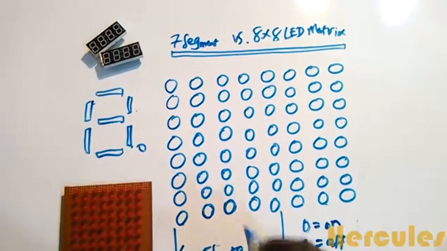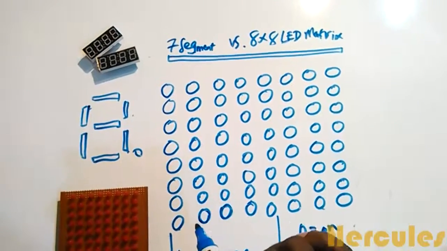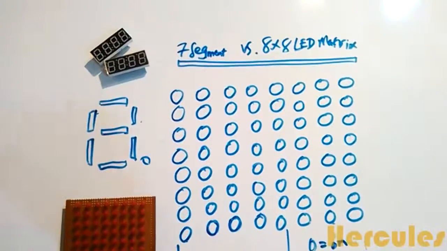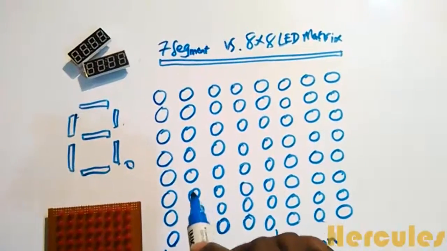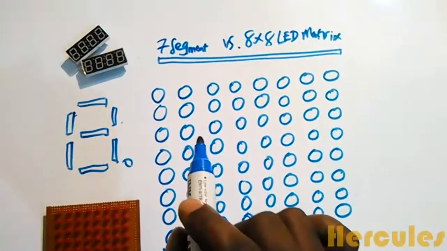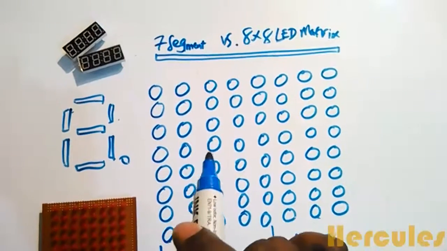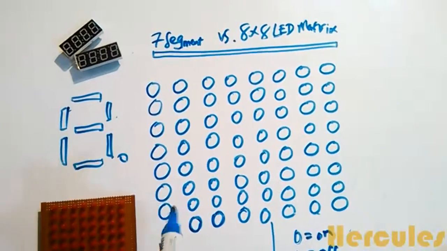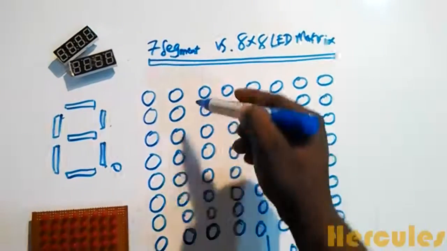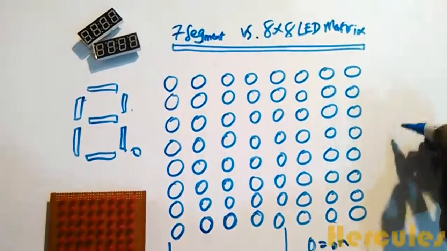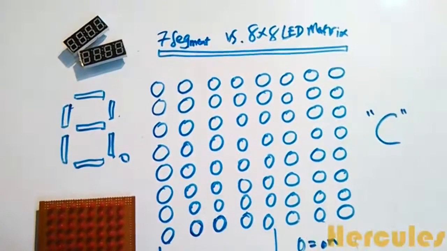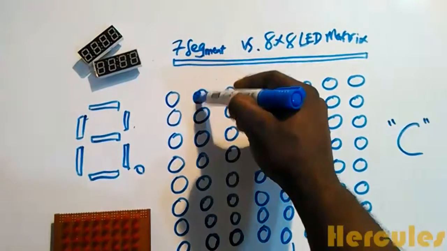So let me just go ahead and represent the character C on the 8x8 LED matrix. For the LEDs that will be turned on, I'll shade them with my pen, and for those that will be turned off, I'll leave them unshaded. We just want to display a character C, that is the uppercase character C. So I'll just go ahead and shade this one.